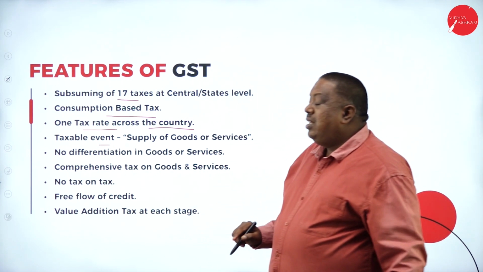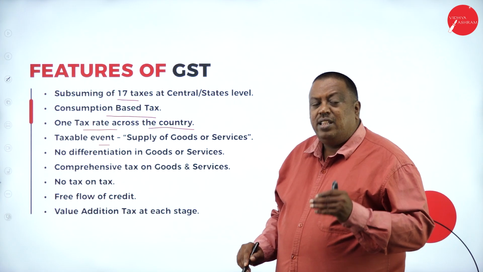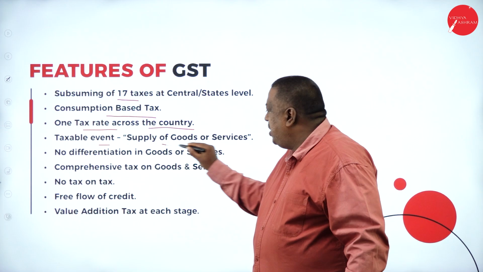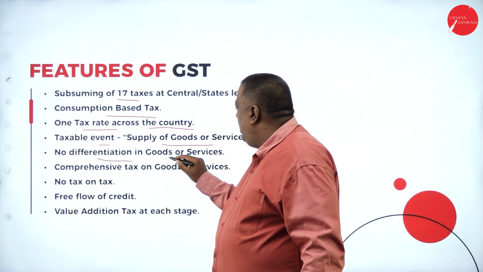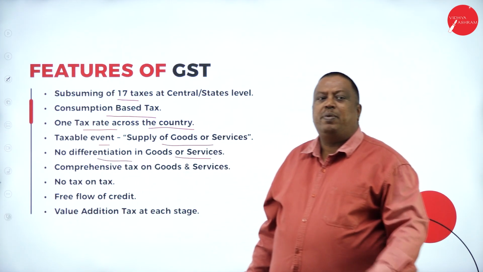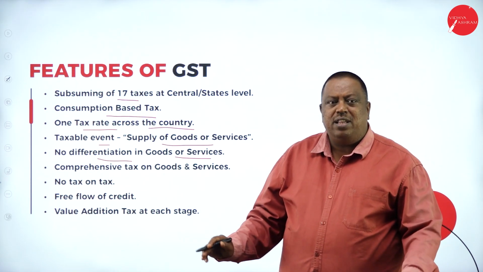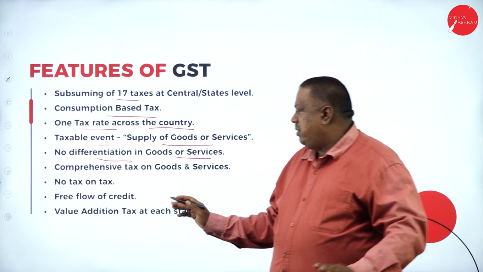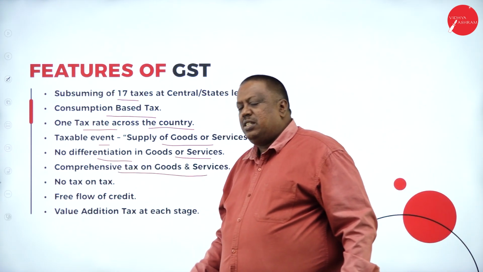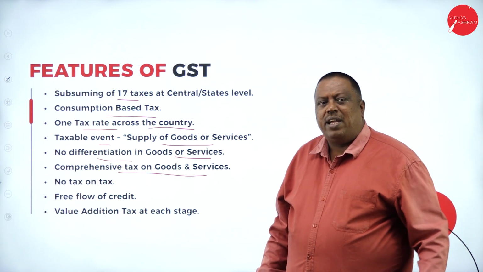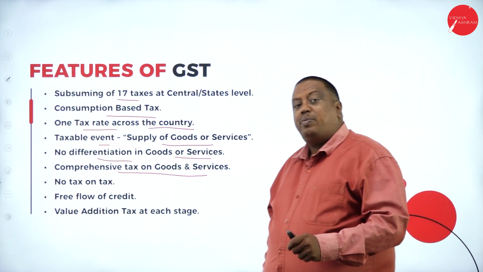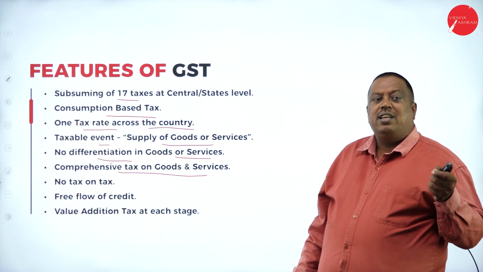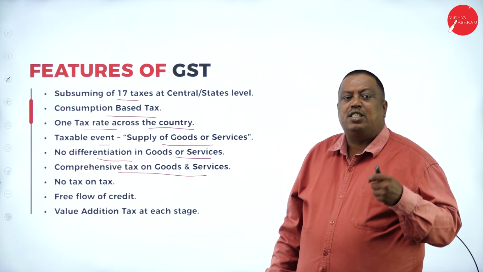Taxable event. Here, the taxable event is nothing but when the goods are supplied. So immediately goods and services come into the picture. No differentiation between goods or services. There is no difference between goods and services. Both are the same here, and they will be considered as one, and the tax will be levied at the same rates. Comprehensive tax on goods and services means the tax is going to be paid by the final person, and it is going to be charged in such a way that the benefit will be given to the business people here.